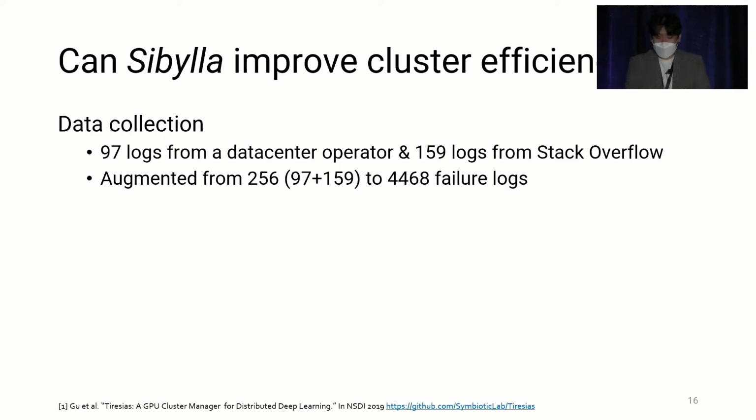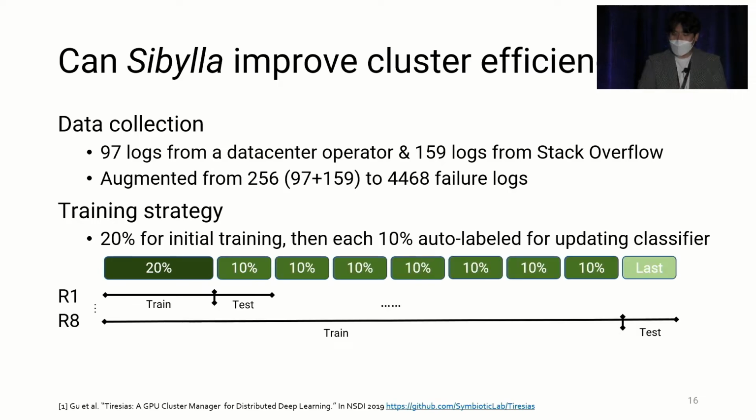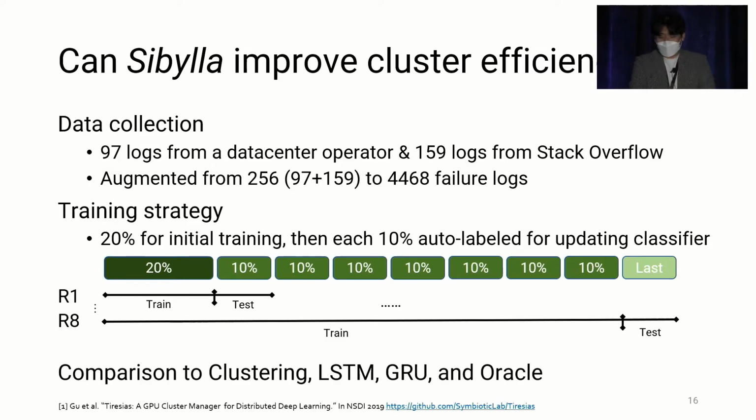In the evaluation, we go over 8 training rounds to show how well the given classifier incrementally updates. We start with 20% of the labeled dataset at round 1, representing the initial training phase in Sibylla. Afterwards, we add 10% in each round, auto-labeled by the classifier, representing continuous updating without human intervention. For comparison with Sibylla, we use a clustering method that represents a non-machine-learning approach, each of the 2 RNN models as a single model, and lastly, the Oracle, which always uses the ground truth label.